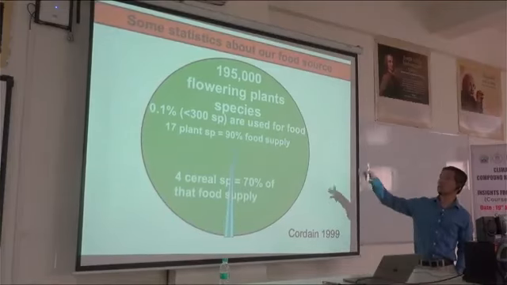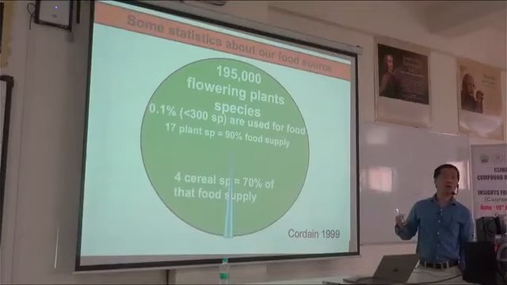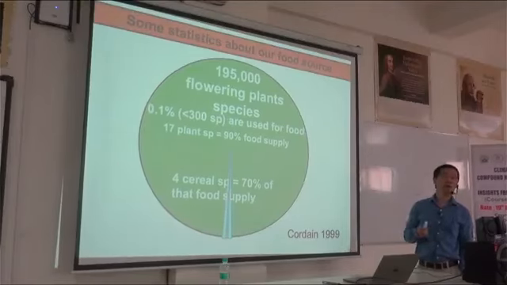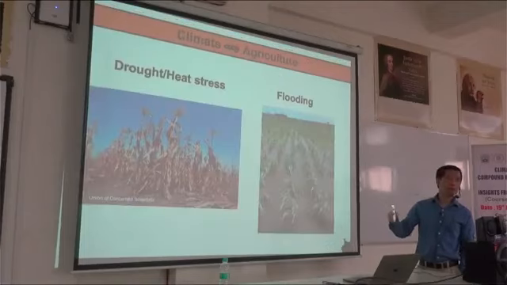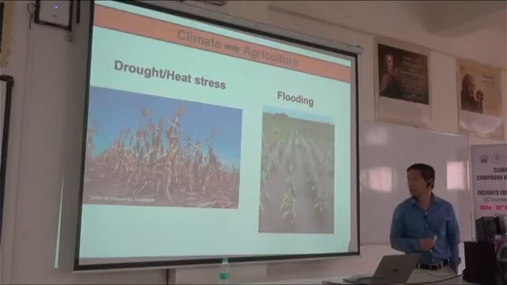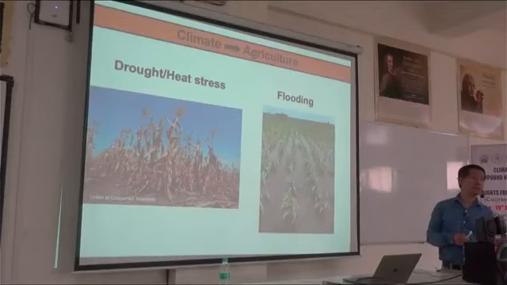So just to give you the idea of how diverse it is: the food we eat is really not diverse. That's part of the reason we often don't have a very robust response to environmental conditions like drought or flooding.